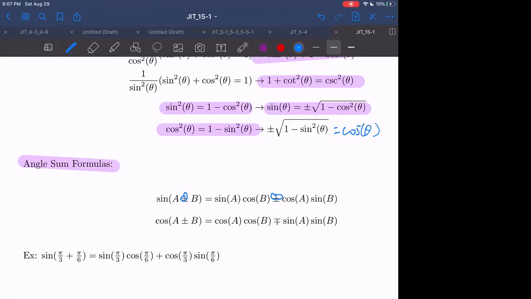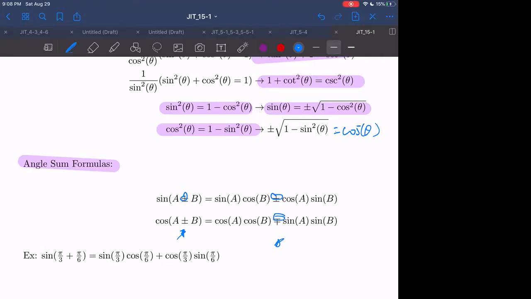Now that's different for the second one. So the second one, if I pick cosine of A plus B, it's going to be cosine of A times cosine of B minus sine of A times sine of B. Similarly, if I was going to subtract, I would have used the addition over here. Okay, so the second one, the signs are flipped, but you should just be able to read the sign straight across.